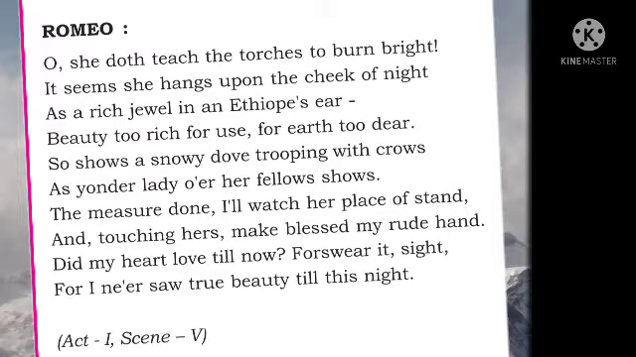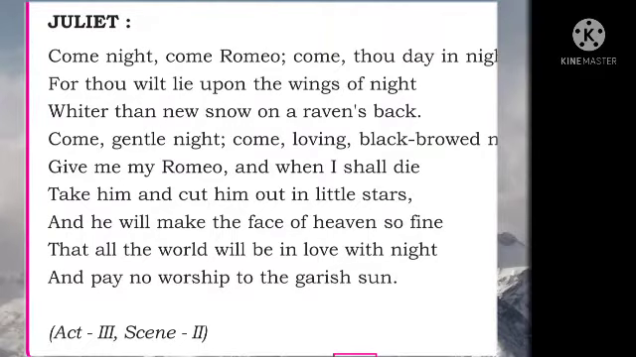This poem is an extraction from the original play. The first is extracted from Act 1, Scene 5, and this extraction contains the description of Juliet by Romeo. And the second one is extracted from Act 3, and it contains the description of Romeo by Juliet. In these descriptions, Shakespeare has used many figures of speech like simile, metaphor, imagery, personification and many more.